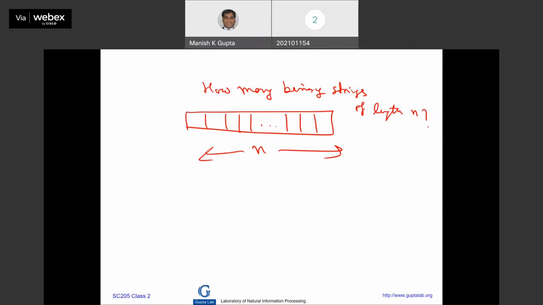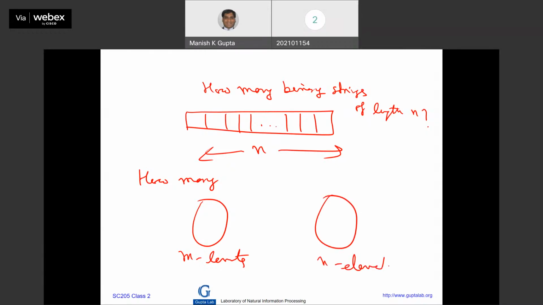Okay, let me ask you a little bit more non-trivial question. How many functions? There are m elements. There are n elements. How many functions f are there from a set with m elements to a set with n elements?